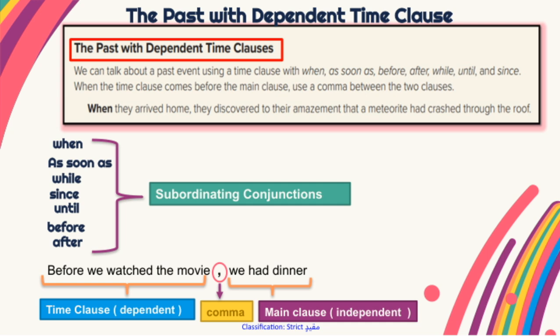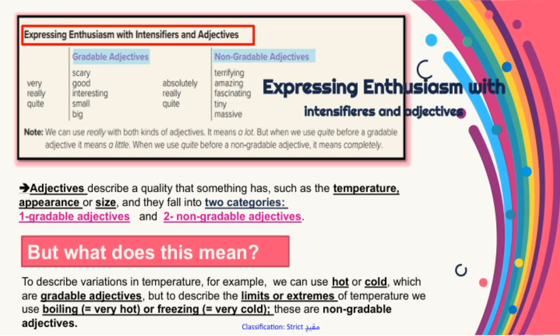Let's talk about how we can express enthusiasm using intensifiers and adjectives. When describing variations in temperature, for example, we often use words like hot or cold. These are what we call gradable adjectives, meaning we can compare different levels, like warm, hotter, or coldest. But when we want to describe the limits or extremes of temperature, we use words like boiling or freezing. These are non-gradable adjectives because they refer to the absolute extremes. Something is either boiling or it's not, and the same goes for freezing.